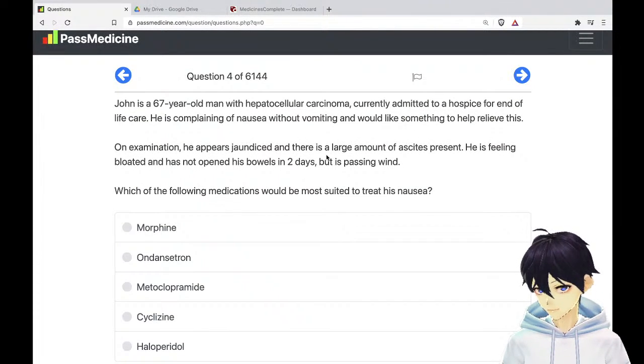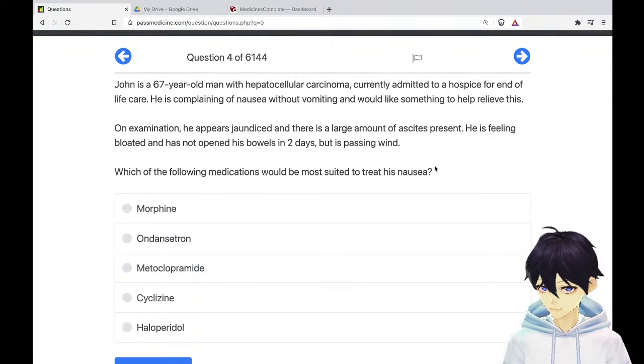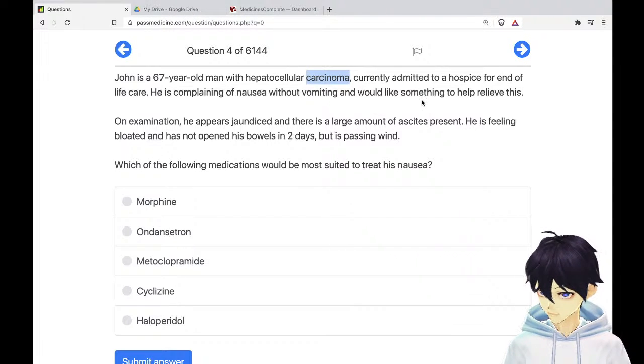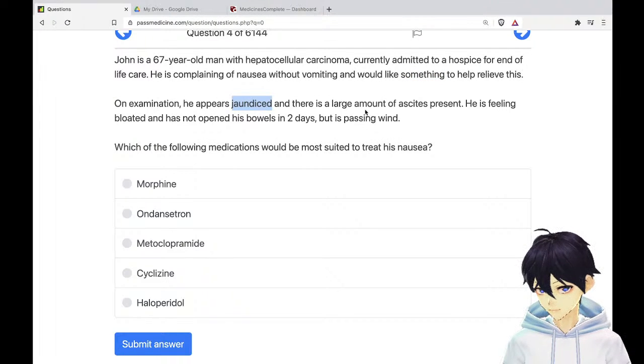John is a 67-year-old man with hepatocellular carcinoma, currently admitted to a hospice for end-of-life care. He is complaining of nausea without vomiting and would like something to help relieve this. He has hepatocellular carcinoma, so he's under palliative care, I think. On examination, he appears jaundiced and there is a large amount of ascites present. He's feeling bloated and has not opened his bowels in 2 days, but is passing wind.